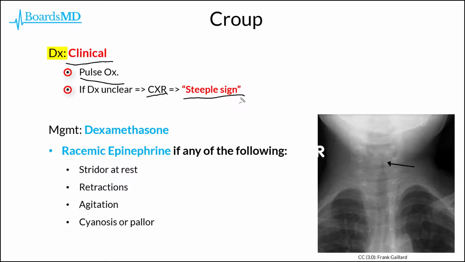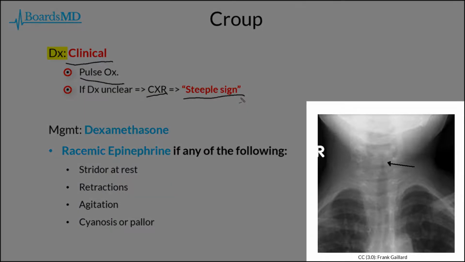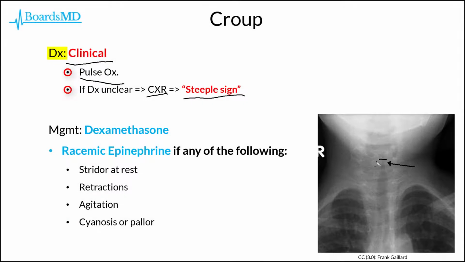This steeple sign can be appreciated on the right-hand side of the presentation, where you can see in this chest X-ray that there is clearly this narrowing of the upper trachea. This is consistent with an obstruction of the subglottic airway, which is ultimately going to produce the inspiratory stridor that we see in these patients.